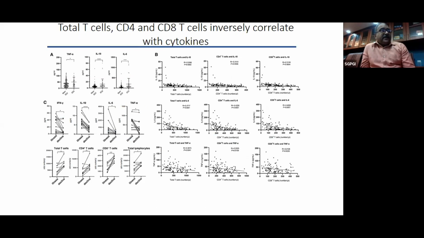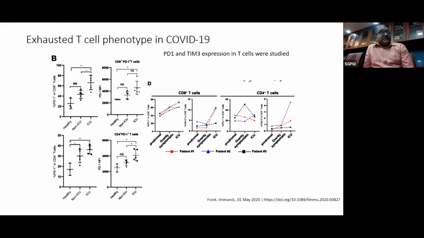And this decline in CD4 and CD8 T cells actually correlates with the cytokine levels. In this paper, a lot of cytokines have been listed, like IL-6. There is an inverse correlation with IL-6, an inverse correlation with TNF, and as has been shown here, an inverse correlation with other cytokines. So clearly, as the T cells are going down, the cytokines are going up, and these cytokines are playing a major role in the pathology and causing the pathogenesis.